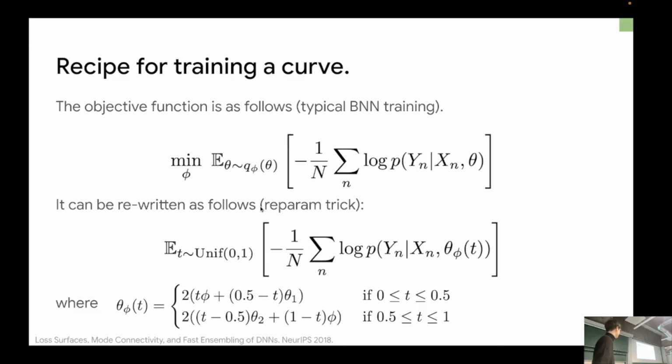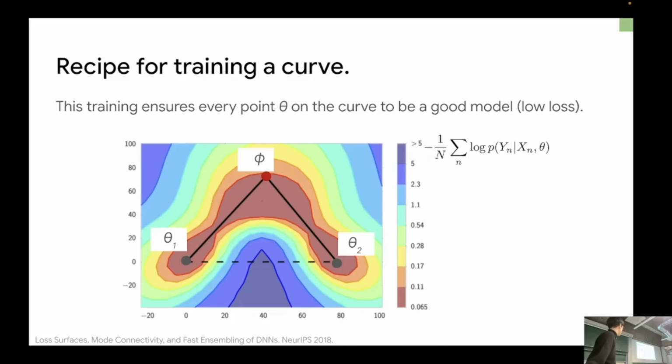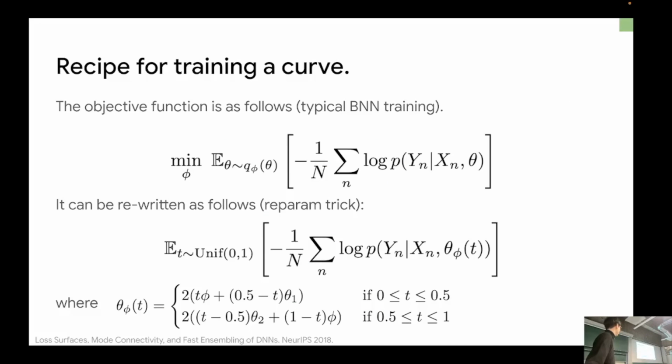You can rewrite the objective here using the reparameterization trick again. So instead of sampling over phi or q phi directly, you're sampling over a uniform distribution. And then based on the formula that we had before, we are computing theta phi of t. And you realize that t is not a parameter to be trained. The only parameter here to be trained is phi. Theta 1 is constant, theta 2 is constant. So essentially, these two equations are basically linear functions of phi. And it's fully differentiable, of course. And so you can do backpropagation. And yeah, so you can essentially train this with the reparameterization trick without any problem.